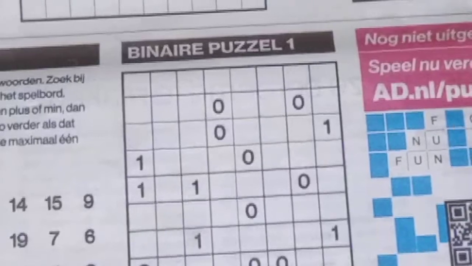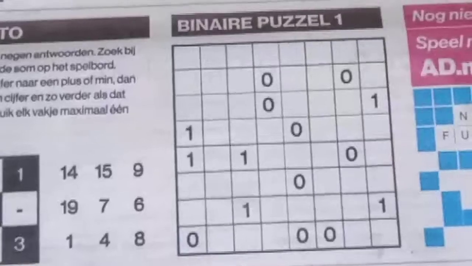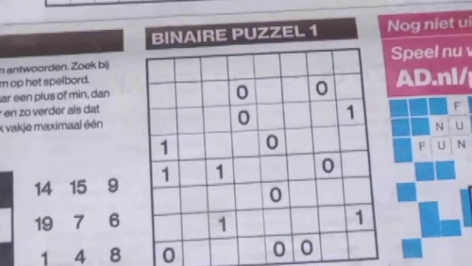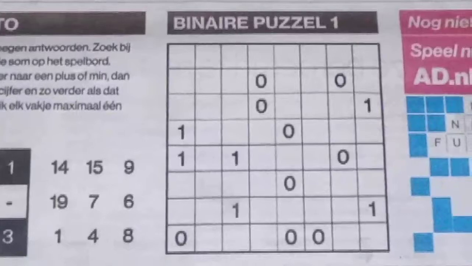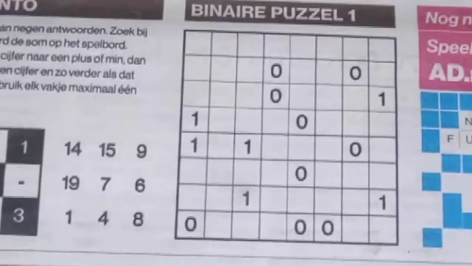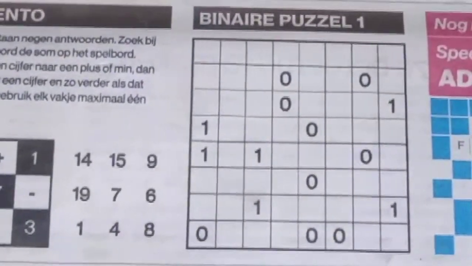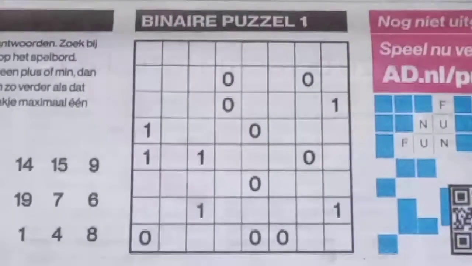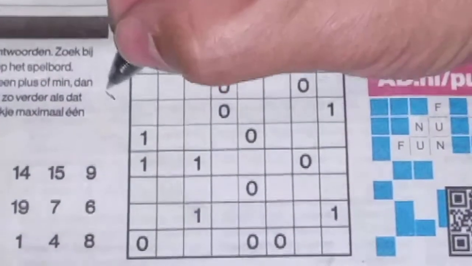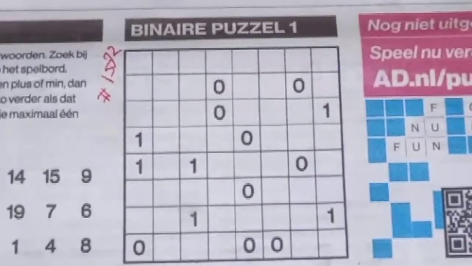It will be a binary puzzle in today's newspaper in the additional of Saturday, September the 19th, 2020. The first binary Sudoku. We have two binaries today. This one will be a number 1572.